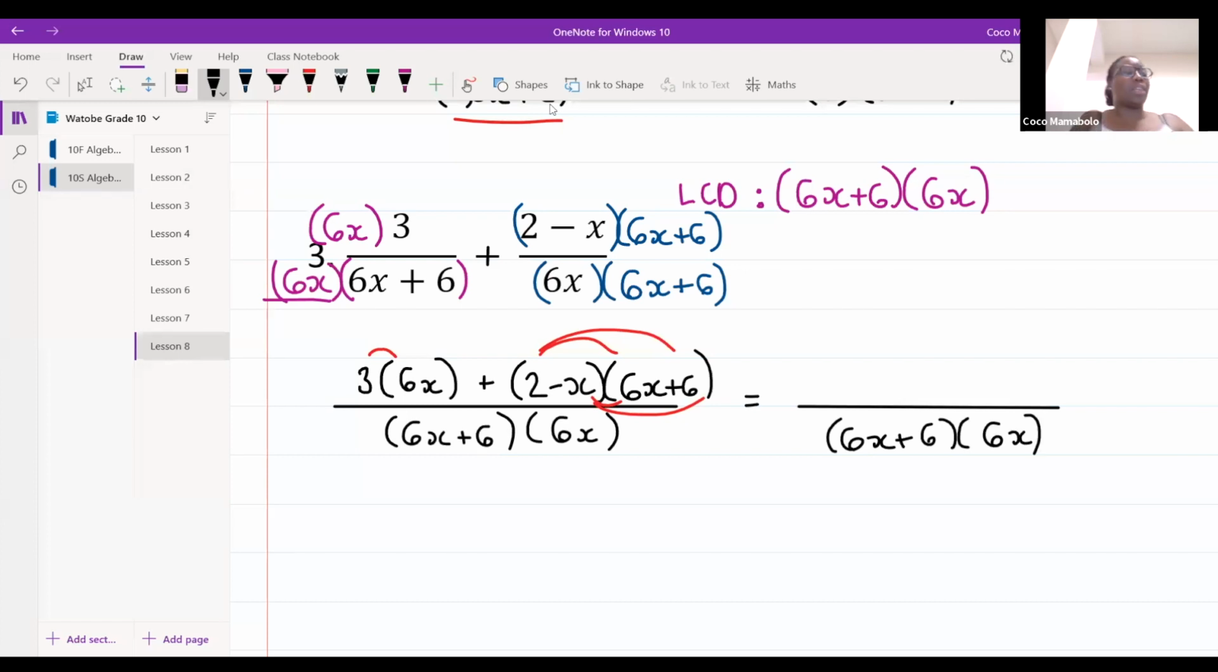Hi, Zanagute. Hi, ma'am. What's up? Ma'am, can I please ask? For the common denominator, would it have been fine if the 6x wasn't there and it was just 6x plus 6? No.